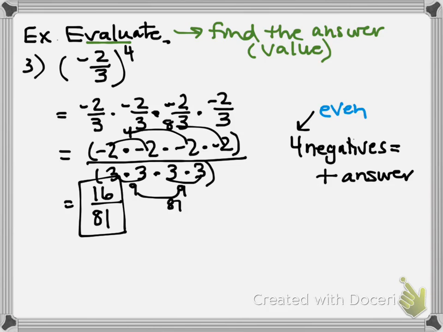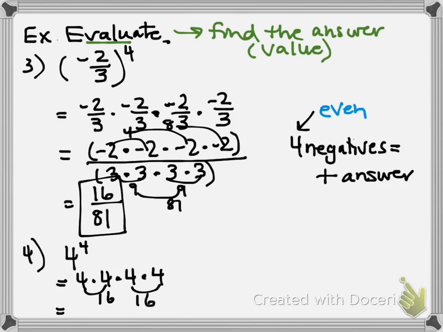Let's do another one. What if I have 4 to the 4th power? Okay? What does 4 to the 4th power mean? Now, we have to figure out what 4 times 4 times 4 times 4 is. Well, what's 4 times 4? From your chart, what's 16 squared?